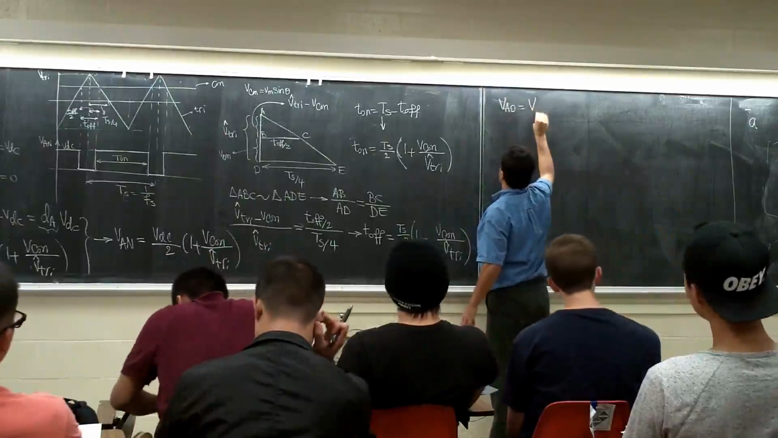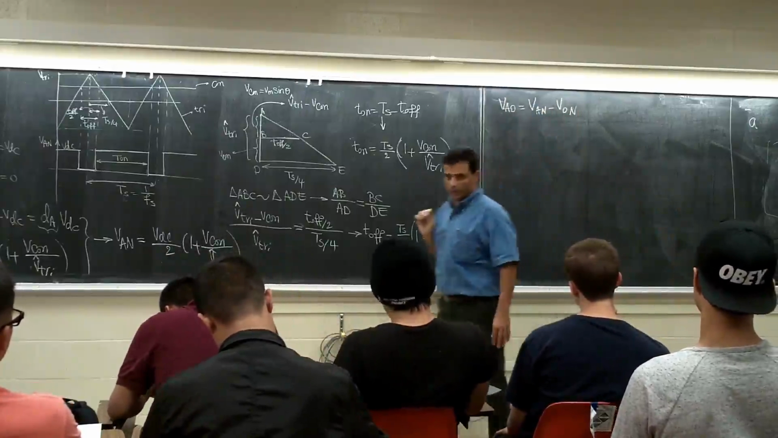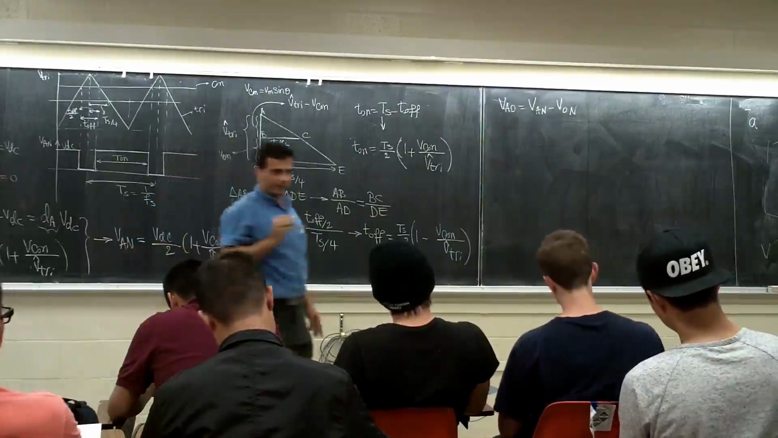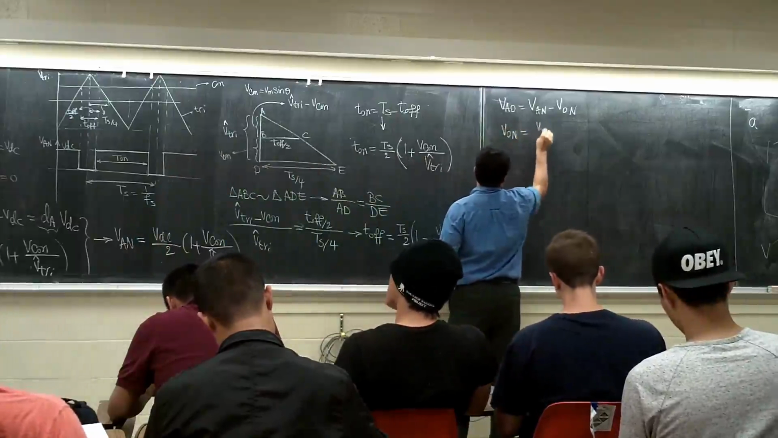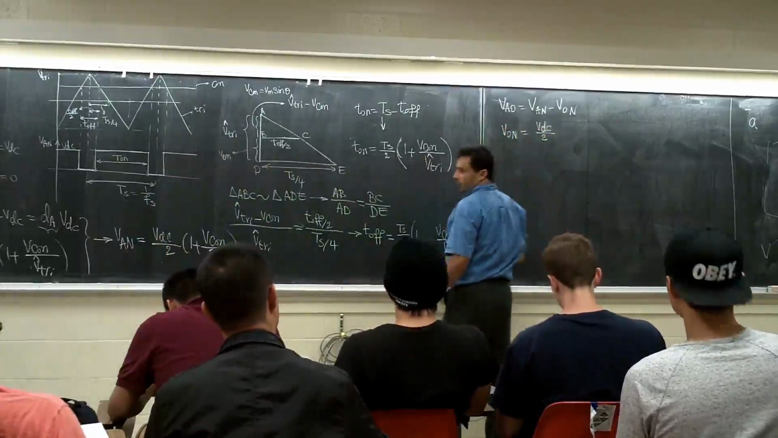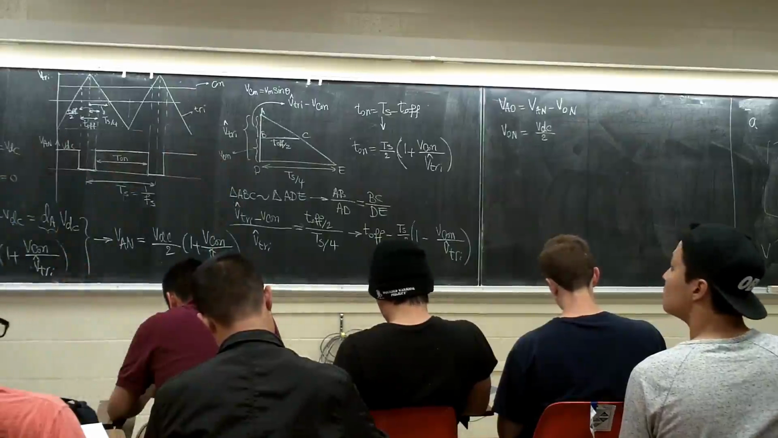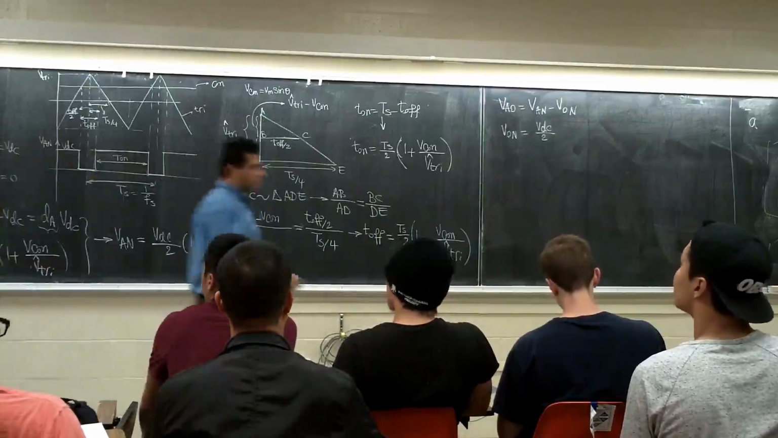VAO, is it correct to say VAN minus VON? Right? I can write it this way. How much is the VON? VON is VDC over 2, right? O N is VDC over 2. So how much is the VAO?